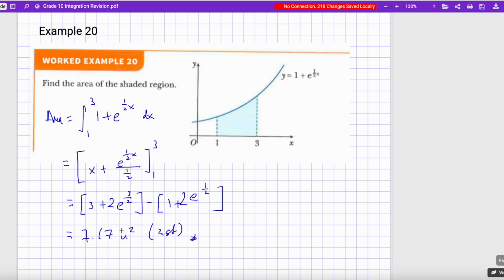So basically this is the area under this curve. Let me know if you worked it out yourself and you actually got the answer.